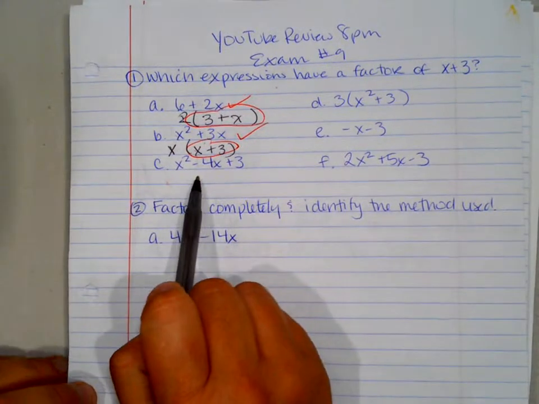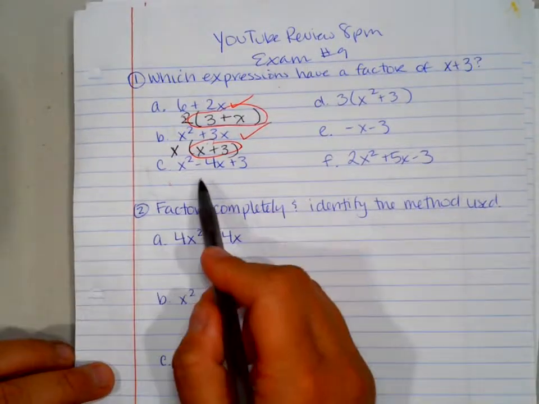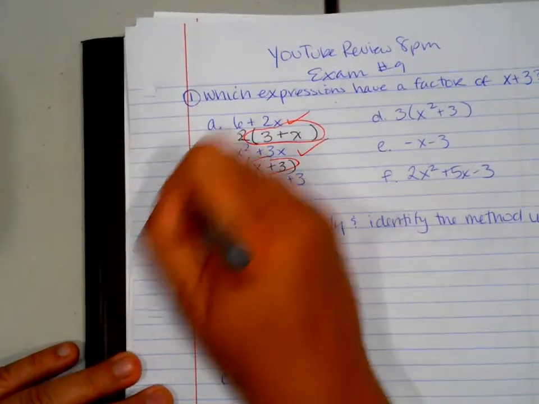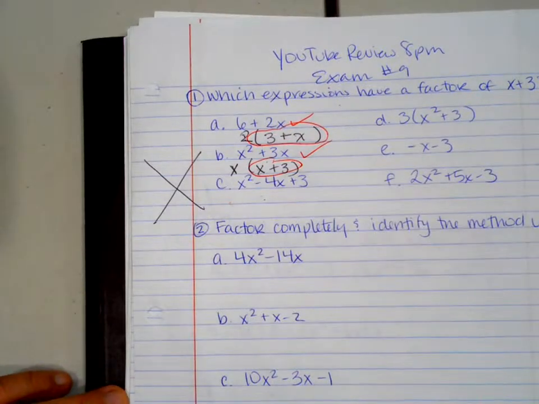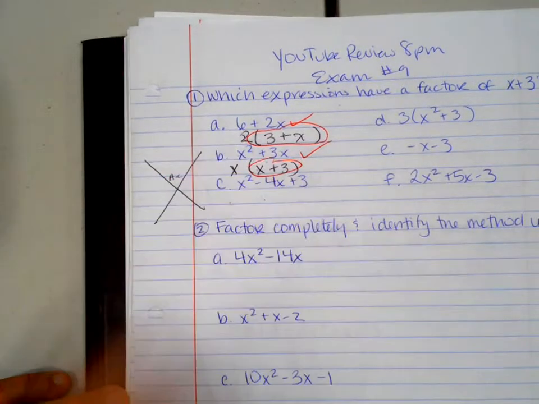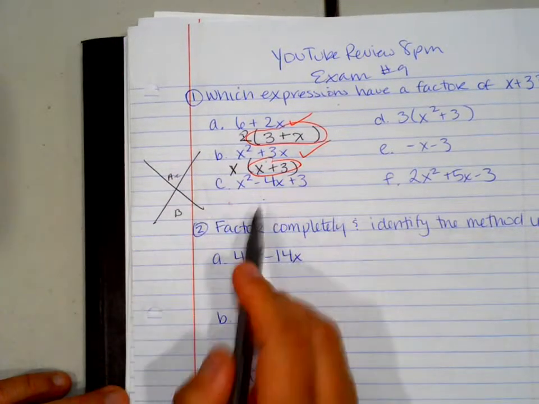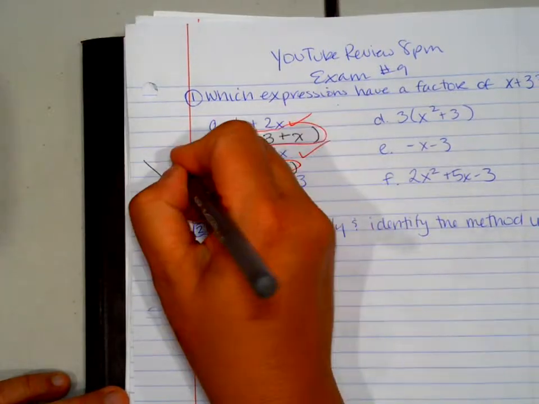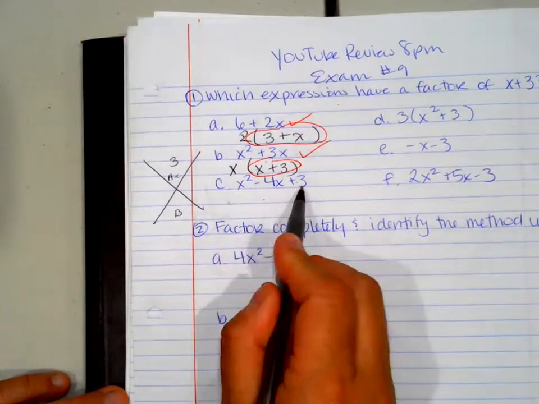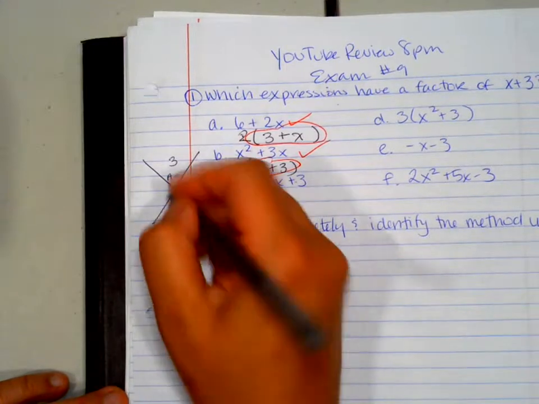Okay. Trinomial. Let's see what we got. For a trinomial, you're going to want to do that x method, where we put a times c on top and b on the bottom. So a times c is 3. That's 1 times 3 is 3. And then b is negative 4.